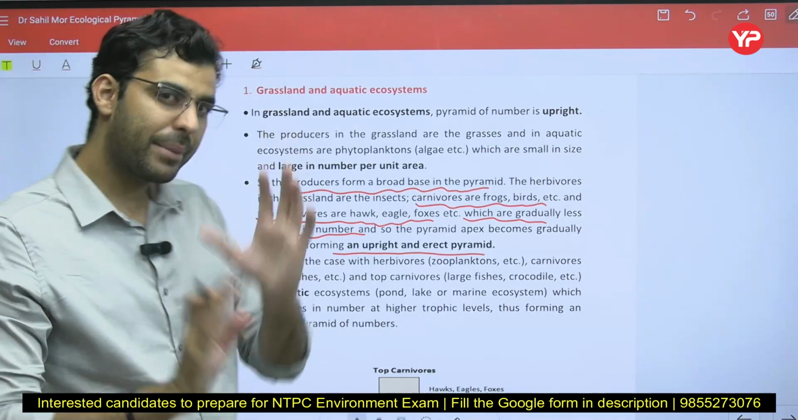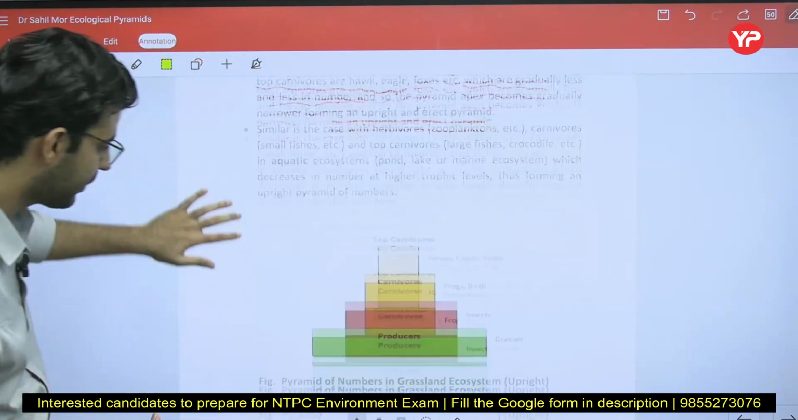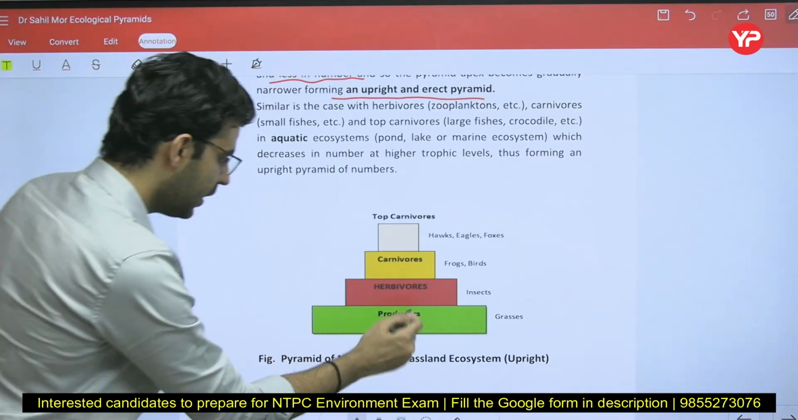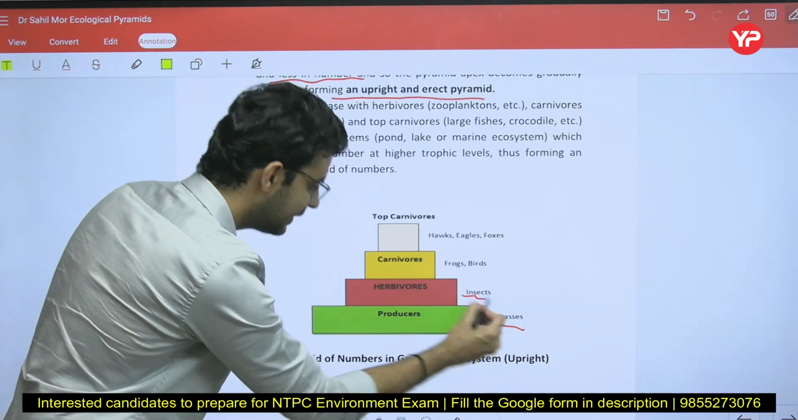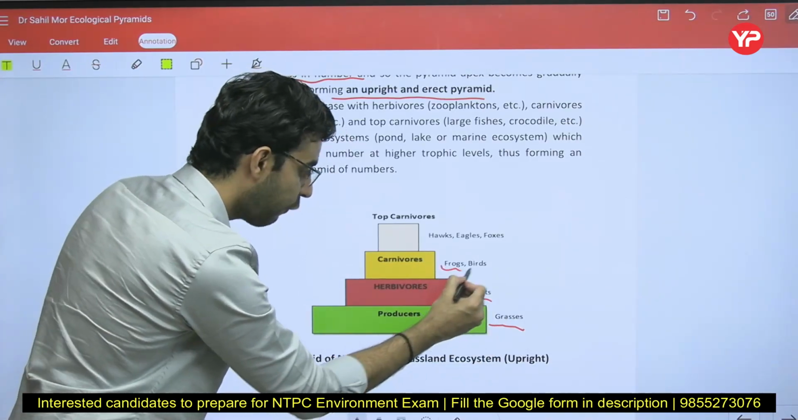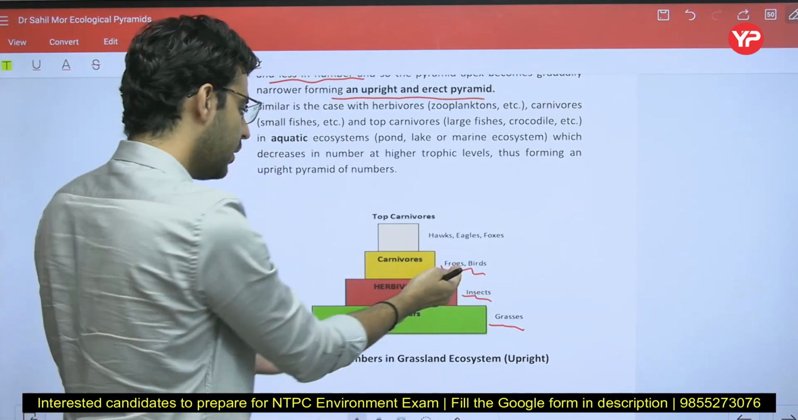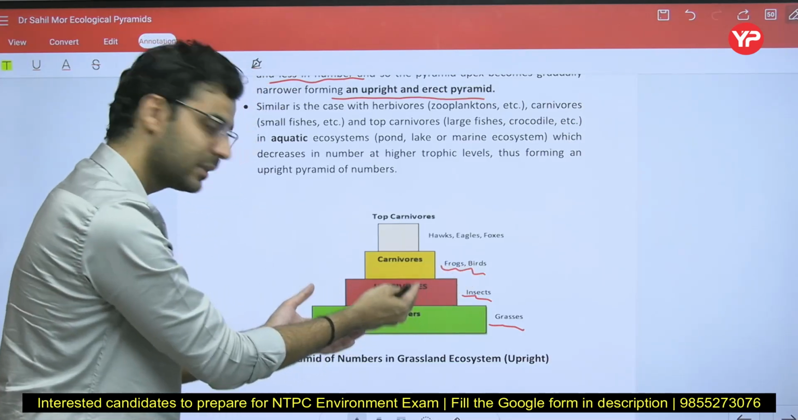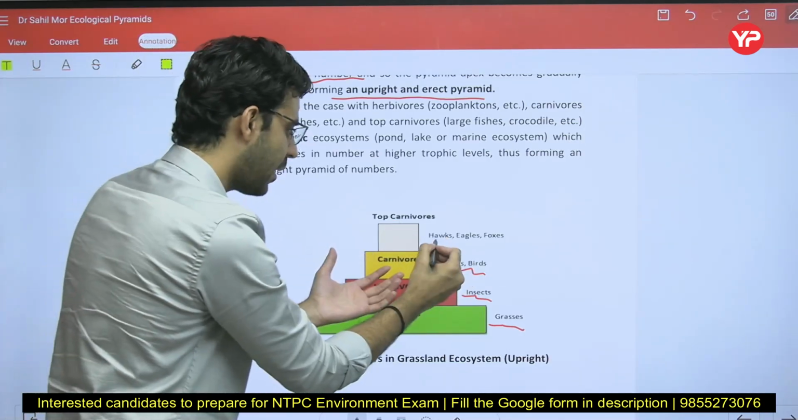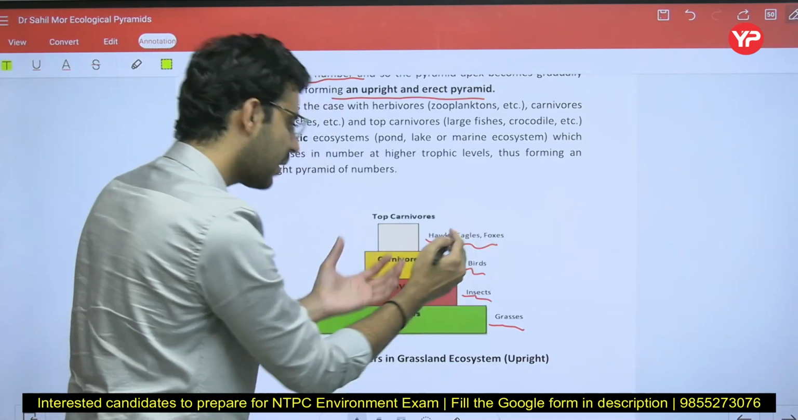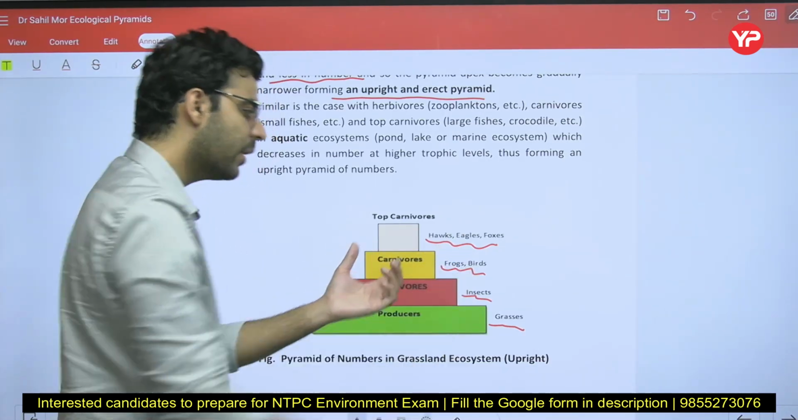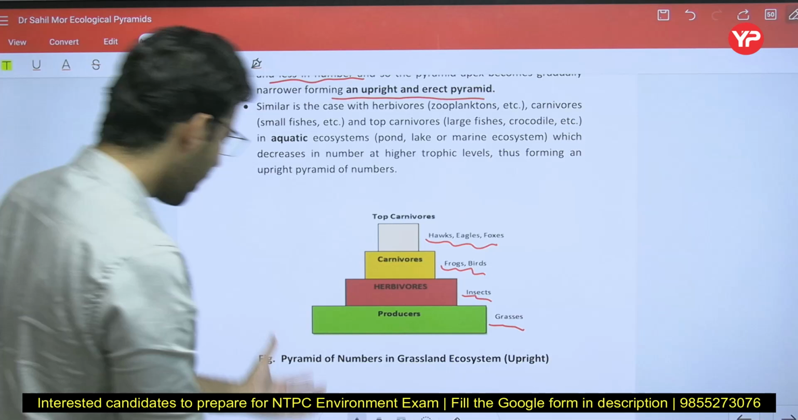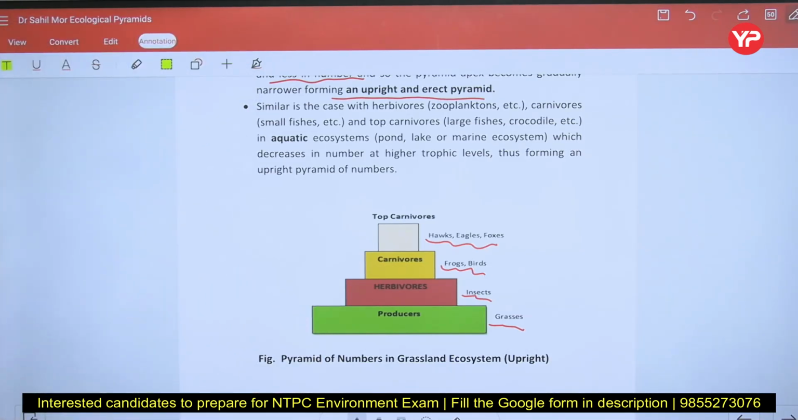ठीक है, upright and erect बनेगा, कैसे बनेगा? Like this. This is producers, grasses, then herbivores, insects, carnivores, frogs and birds. Frogs and birds are consuming insects. And there are top carnivores, hawks, eagles, foxes, known as top carnivores, which feed on frogs and birds. So always the pyramid of number for grassland will be upright.